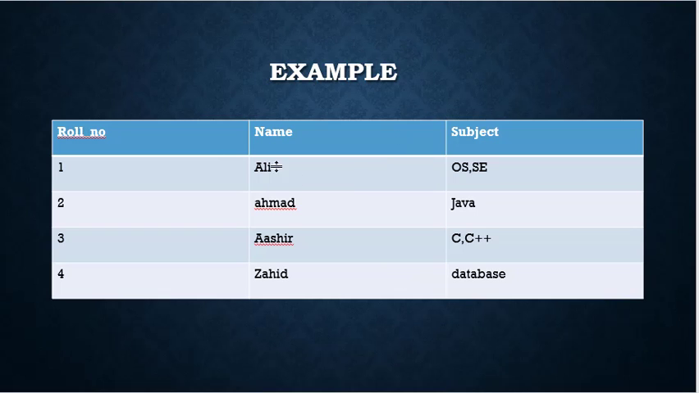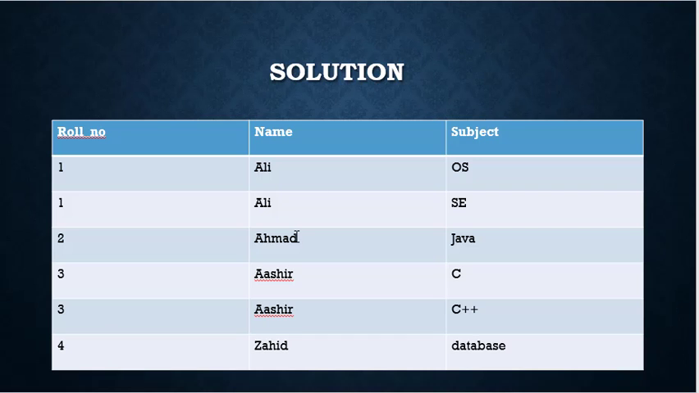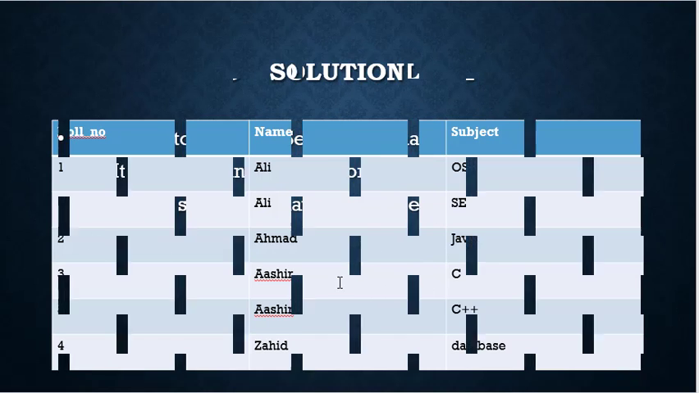How to solve this problem? It's very simple. All we have to do is break the values into single values. Here is our updated table and it now satisfies the first normal form.